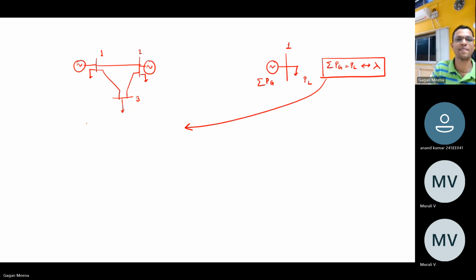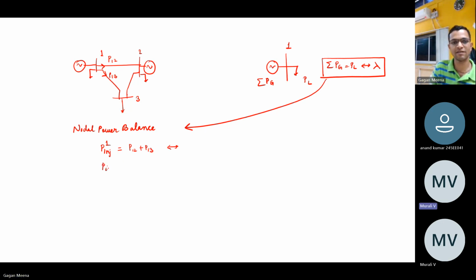But how will this change here? How many equality constraints will there be? At each node we will have a nodal power balance. Each node will have one power balance equation. Power injected into a bus is equal to power leaving the bus. So P injection 1 will be equal to P12 plus P13. So this is the first constraint.